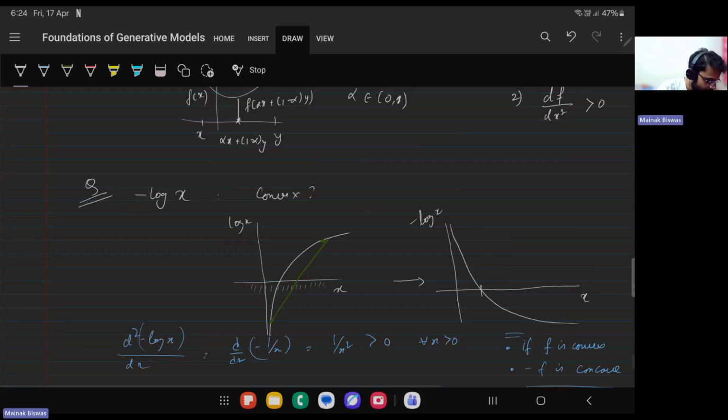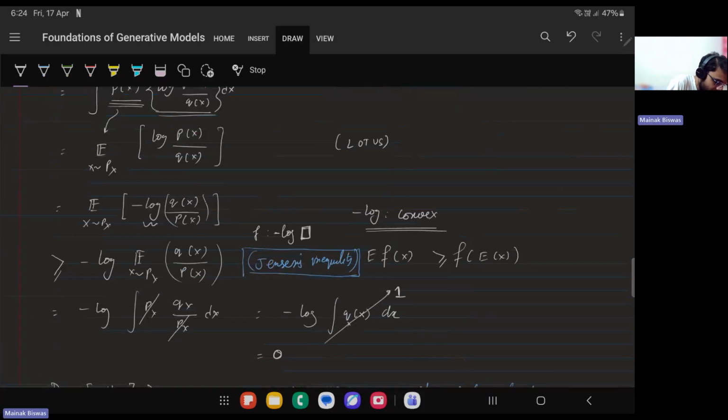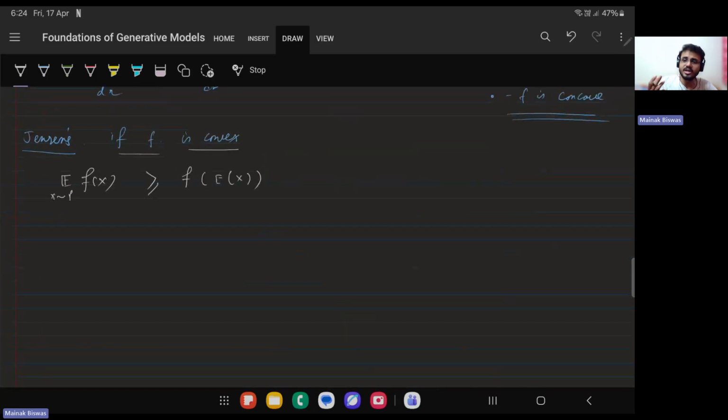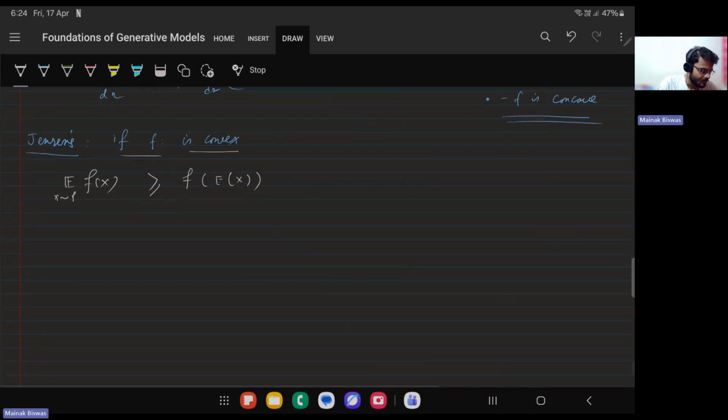Right? That's what we did. We pulled out the log here, and we said that as soon as I pull out the negative log, the expectation can be inside the function and it will be lesser. And now how do I remember this? We have proved it in the past in math for ML, but I'll show you an intuition of how to do it. Say this is your convex function.